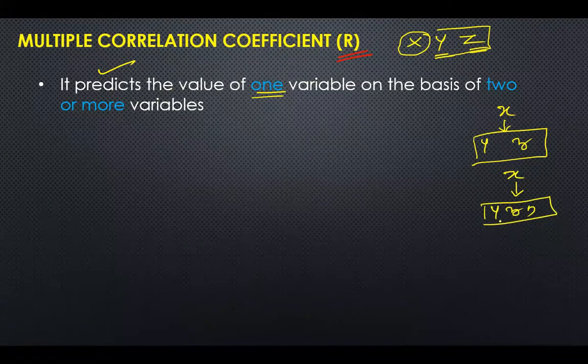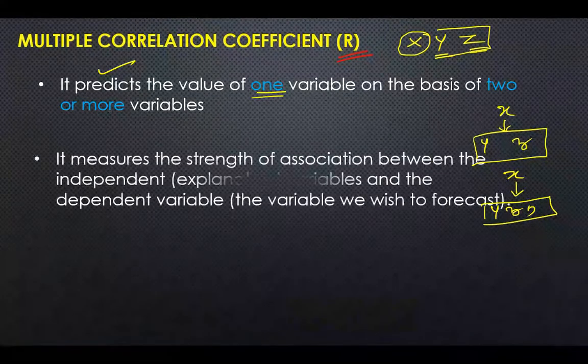Now, before that, how do we predict this? Y and Z will have a linear combination. So you should understand what a linear combination is. A linear combination is an equation. This is called the multiple correlation. It predicts the value of one variable on the basis of two or more variables. Then it is called the multiple correlation coefficient.